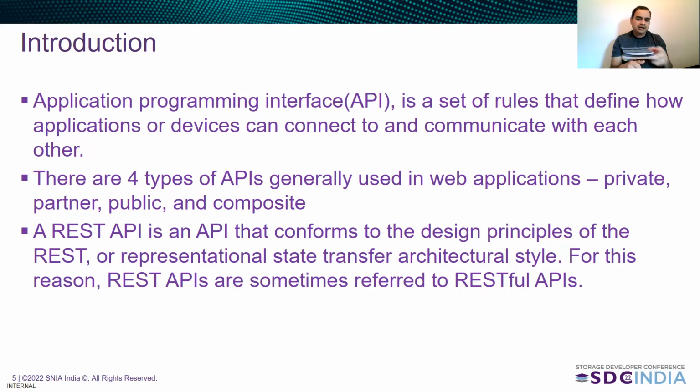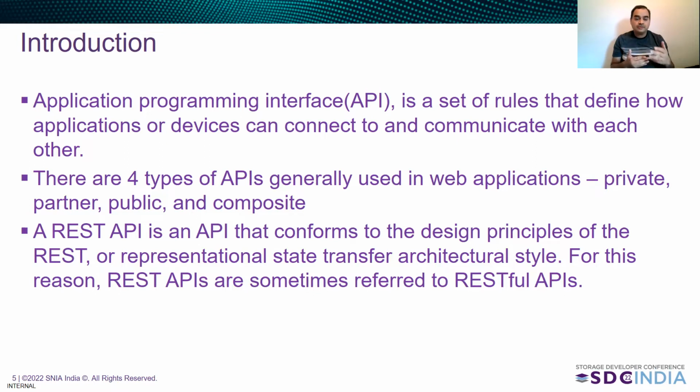Just to sum up, there are 4 types of APIs which are generally used: private APIs, partner APIs, public APIs, and composite APIs. Let me quickly talk about these 4 categories. Normally when you do your development, you will start with private APIs. You have a set of developers working together on developing some application. They create some APIs, and that's when it's just a private API, used within a team, within a company.